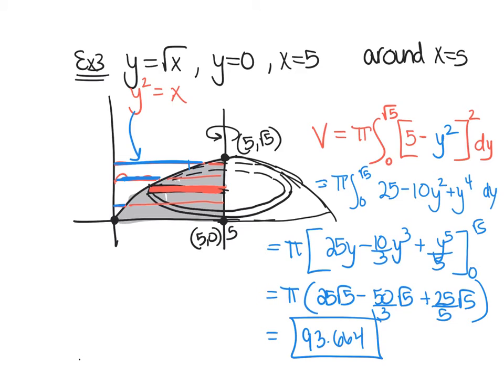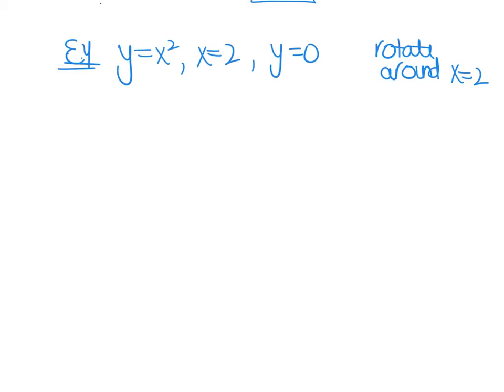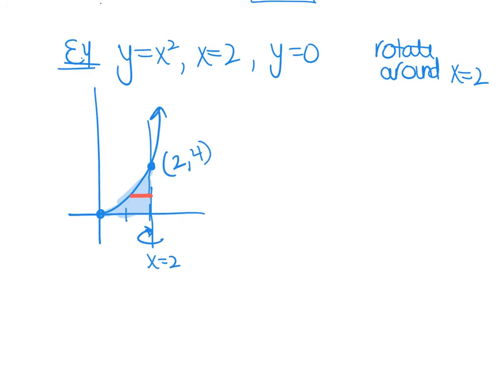All right, so the next one I'm going to have you try on your own, very similar. I'm going to give you the boundaries and what to rotate around. So we have these three equations, y equals x squared, x equals 2, y equals 0, to give us the boundaries of our area, and then we're going to take that and rotate around x equals 2. So again, step 1, draw your picture. Okay, here's our picture. There's our rectangle, and we know this is in the y direction.